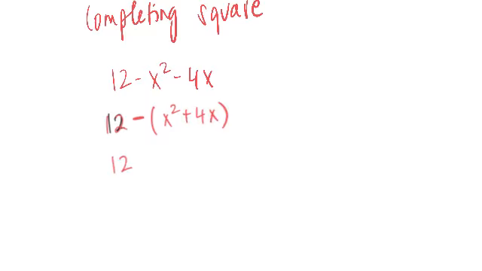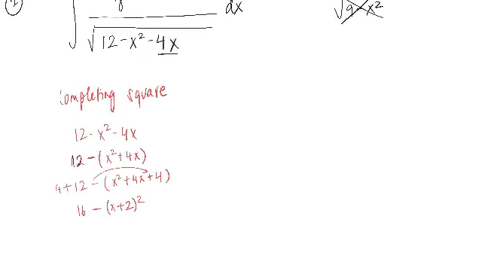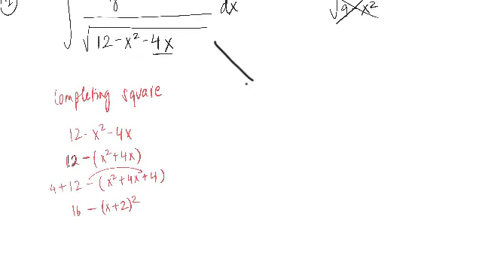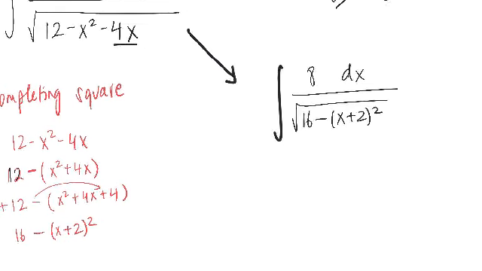So then we have 12 minus x squared plus 4x plus 4. This 4 is really a negative 4, so I have to add 4 outside the parentheses. So 16 minus x plus 2, the quantity squared, that's my completed square, right? So now I can take this integral and rewrite it as the integral of 8 dx over the square root of 16 minus x plus 2, the quantity squared.